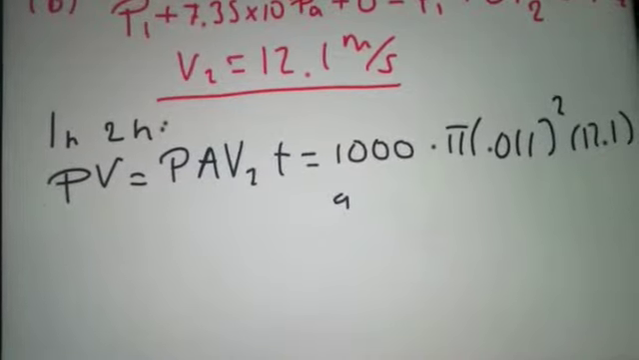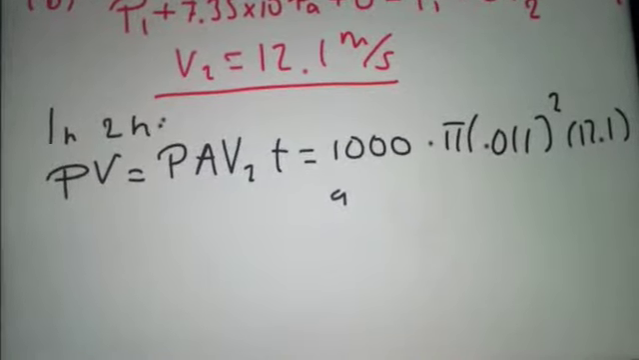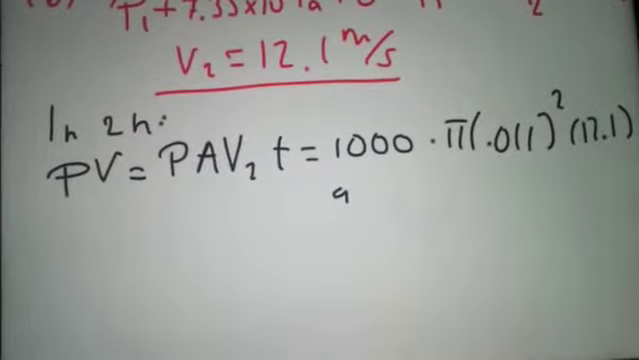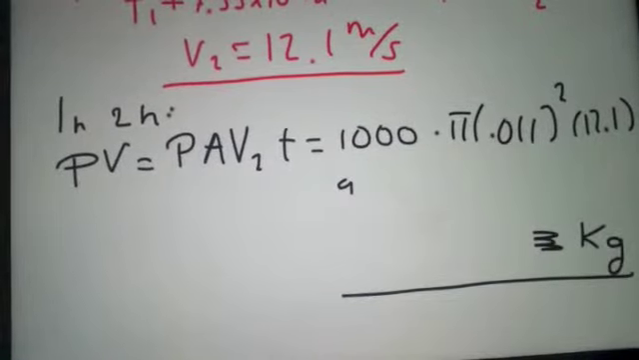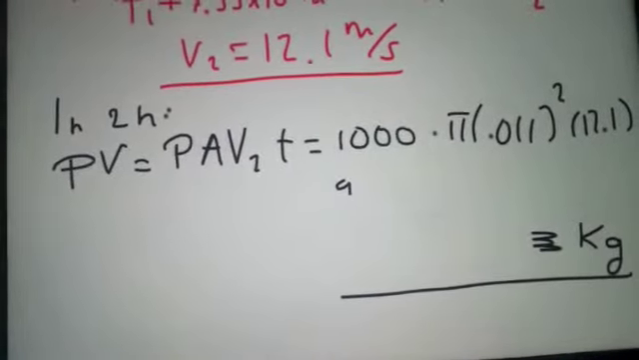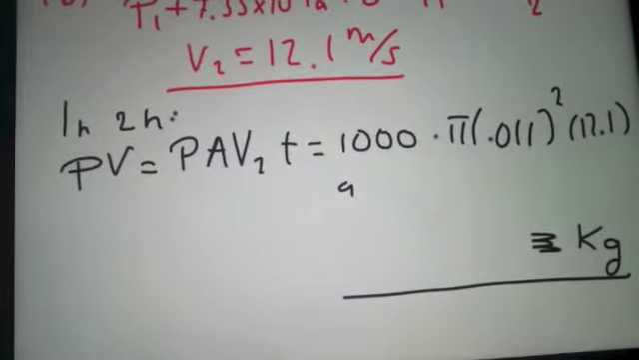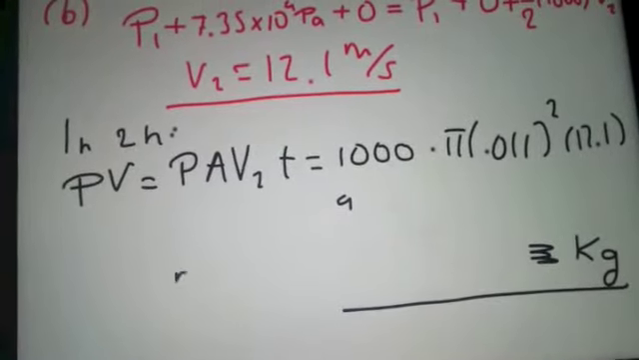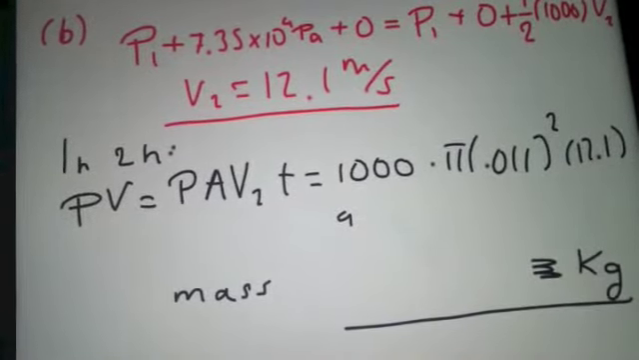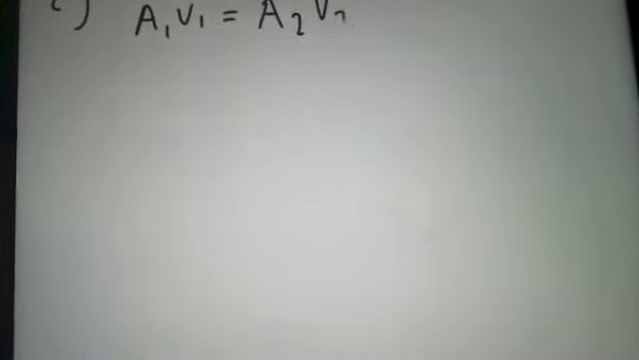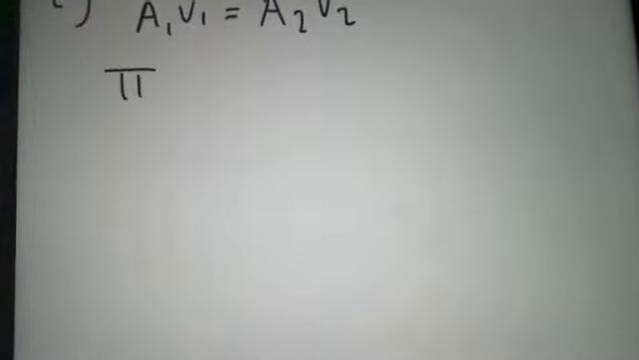So 1000, that is our density, multiplied by pi, and the radius, that is 0.011, squared, times the velocity, that is 12.1 meters per second. And finally we have to multiply this quantity by 7200 seconds. And finally we obtain the value of 3.32 × 10^4 kilograms.